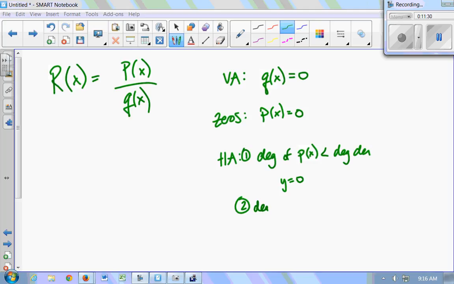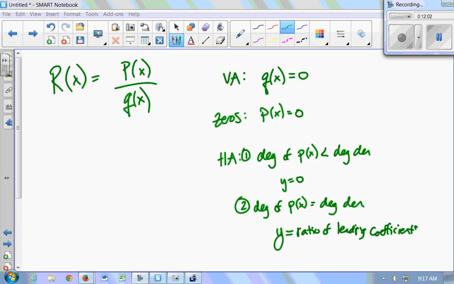Case 2, they're the same, right? The degree of the numerator equals the degree of the denominator. And in that case, your horizontal asymptote is a horizontal line, and its y equals is the ratio of leading coefficients for the numerator and denominator, right?